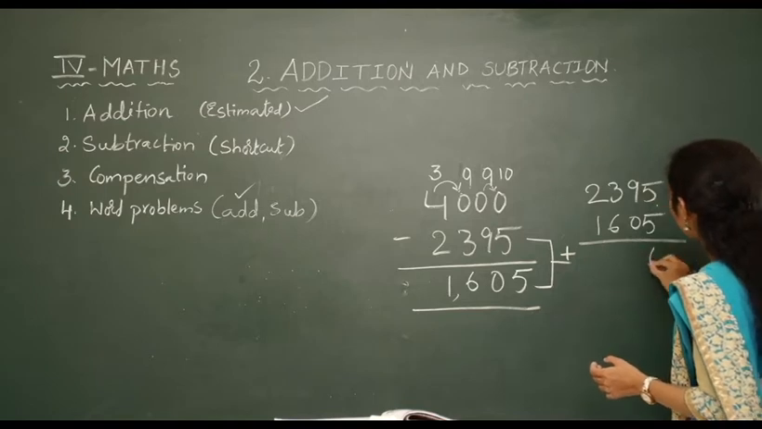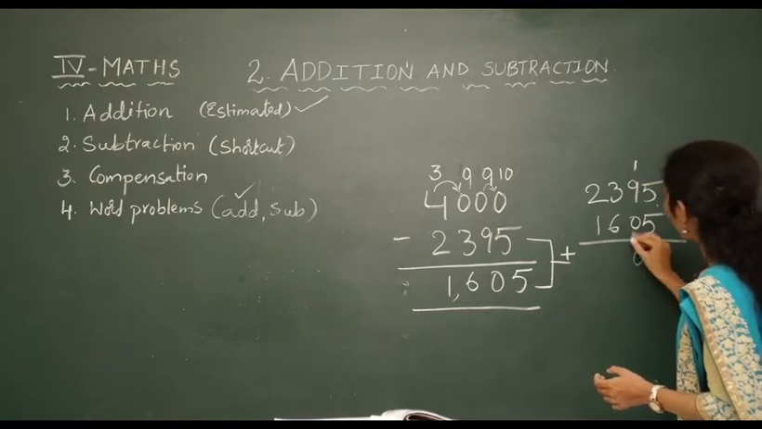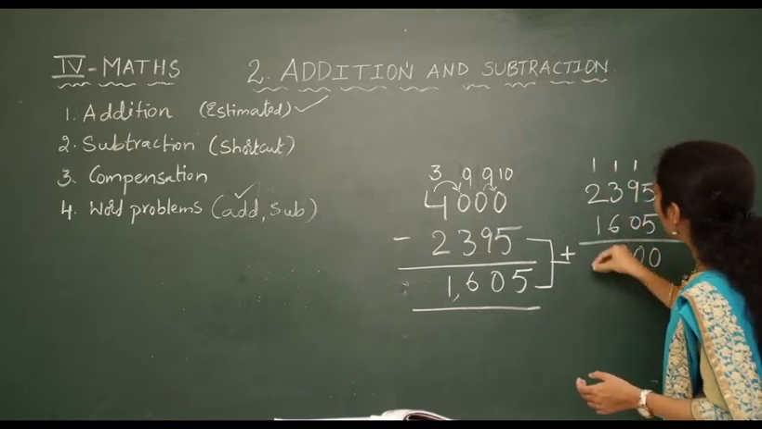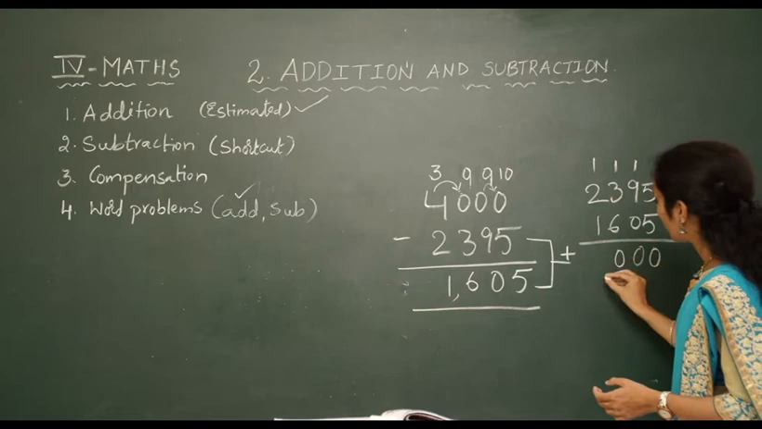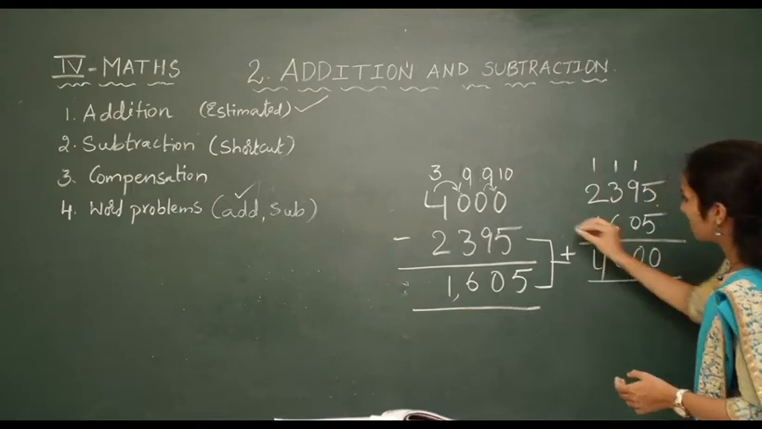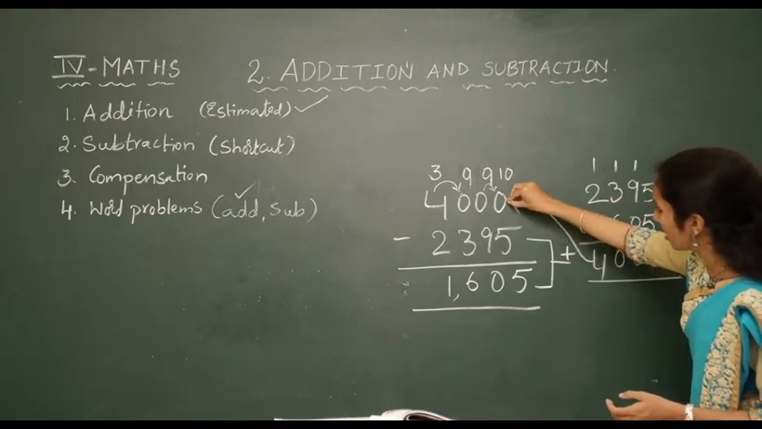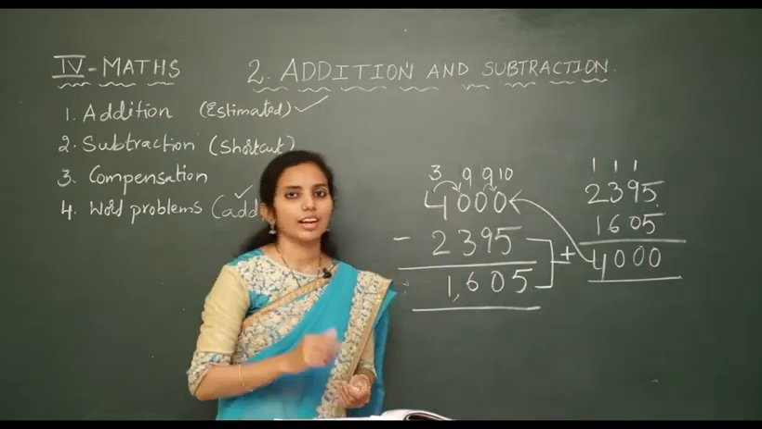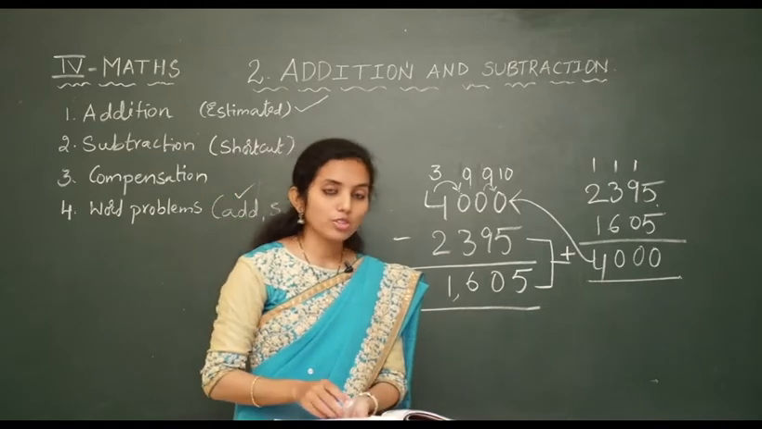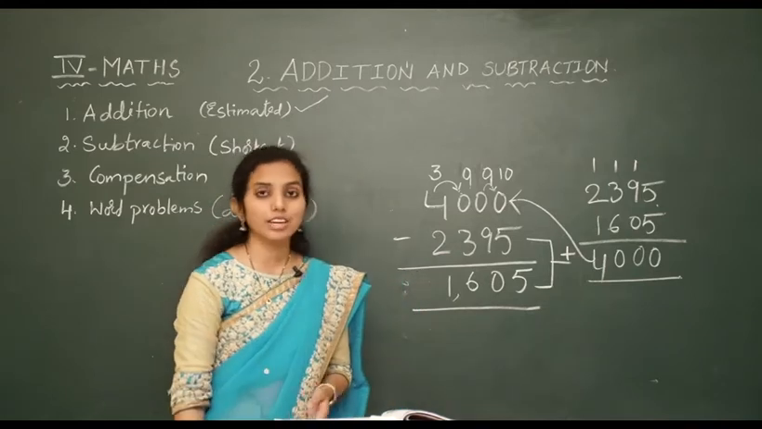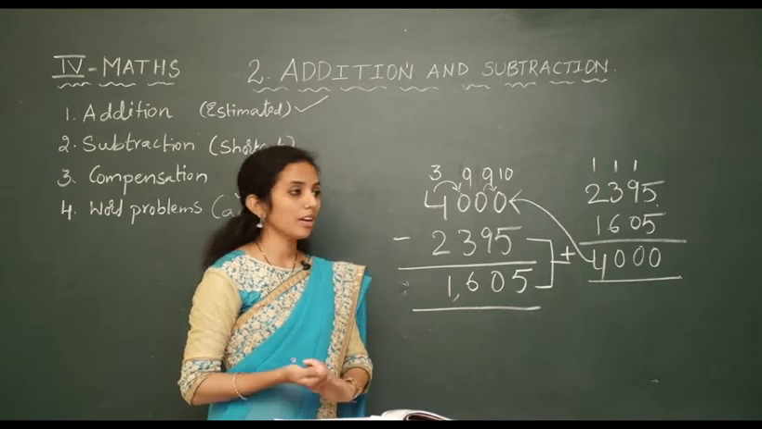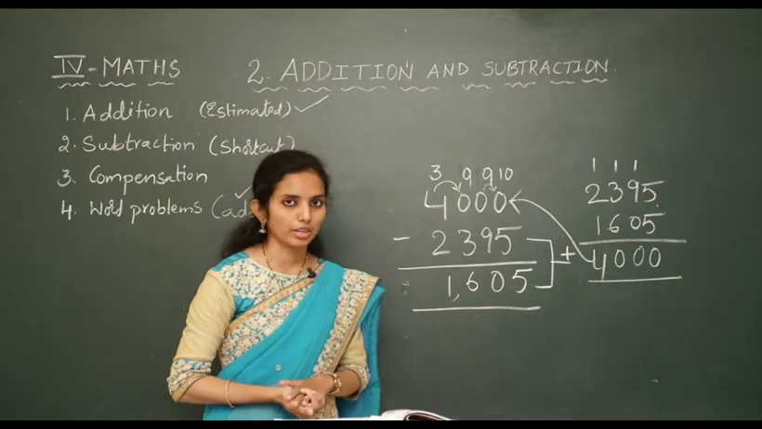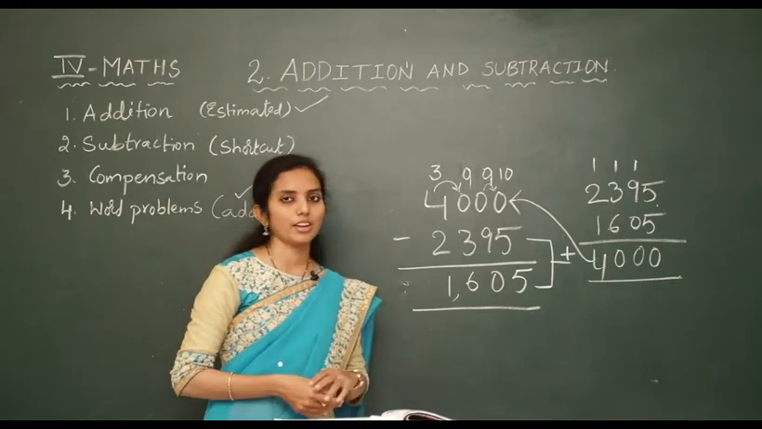So 5 plus 5 is 10 and 9 plus 1 is 10 and 3 plus 1 is 4, 4 plus 6 is 10 and here 2 plus 1 is 3 and here 3 plus 1 is 4 again. So the answer we got here is the first number, that is 4000. So the subtraction we did is correct. Now we also have discussed that we will be having a shortcut method of this kind of subtractions.